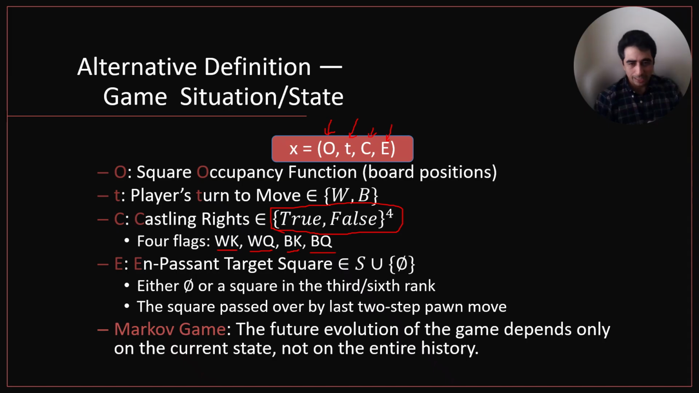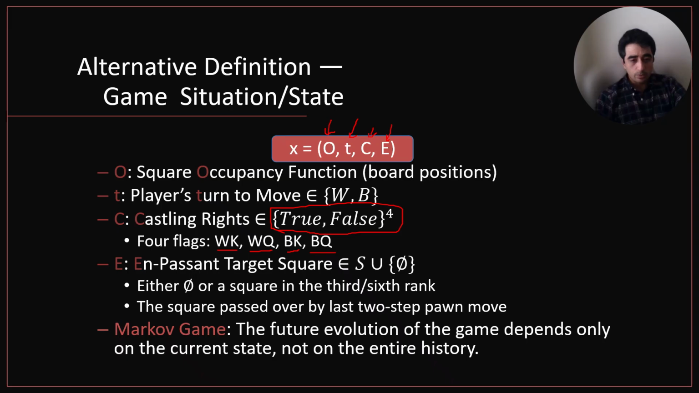The next one is the en passant target square, which is a very tiny detail in the game of chess. You probably haven't heard of it if you are not familiar with the game of chess in detail, but it's a move that can capture a pawn by another pawn under certain scenarios.